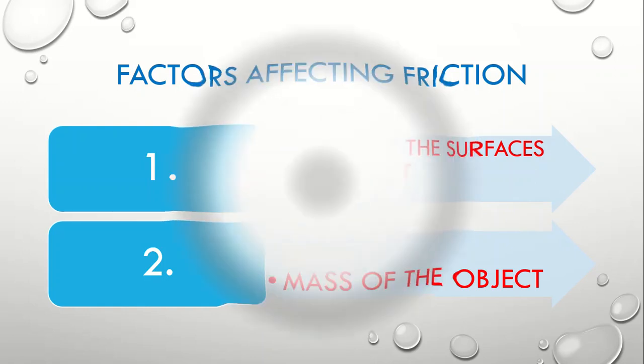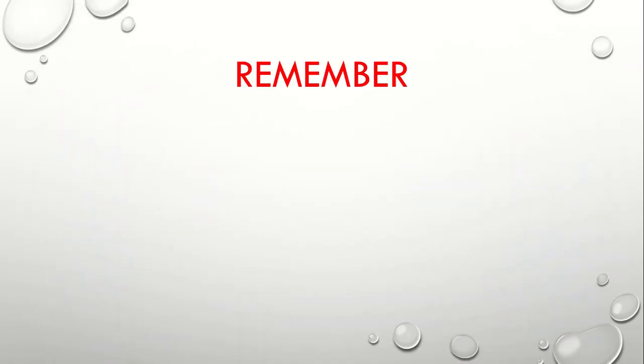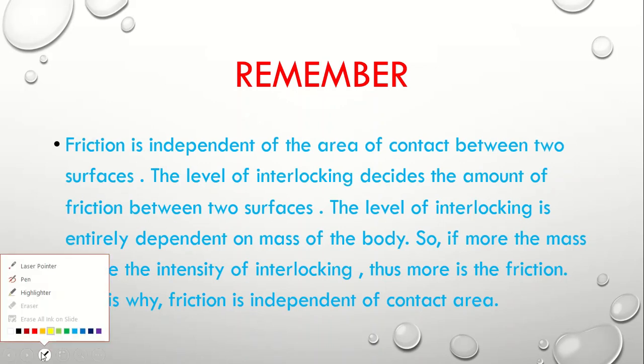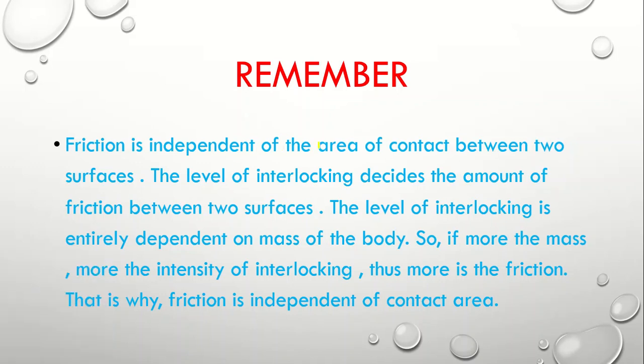Now, what's next? Remember, there is a very important point which you need to remember. Friction is independent of the area of contact. Please note it. Friction is independent of the area of contact. You can highlight this. It is independent. It does not depend upon area of contact. Friction depends upon 2 factors: nature of the surfaces and mass of the object. It is independent of the area of contact between 2 surfaces.